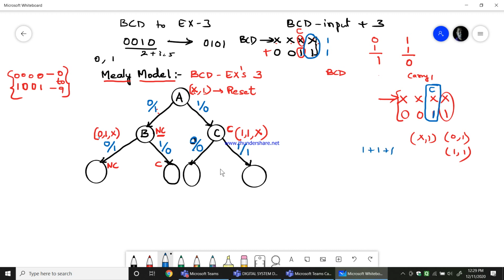In a full adder, we all know that when all three ones are there, you get sum also 1, carry also 1. When 1 plus 1 plus 0, you get sum 0, carry 1. Therefore, in both the states, you see, carry comes into picture.